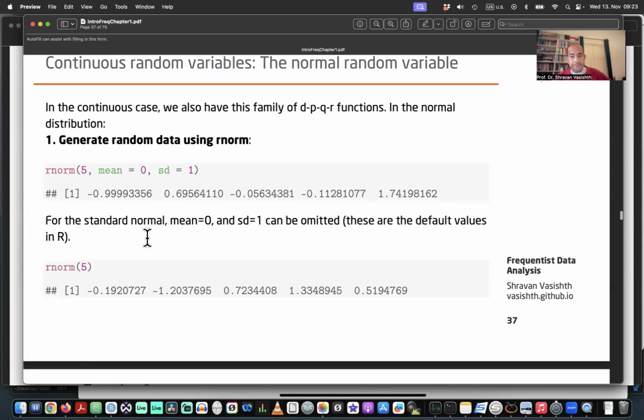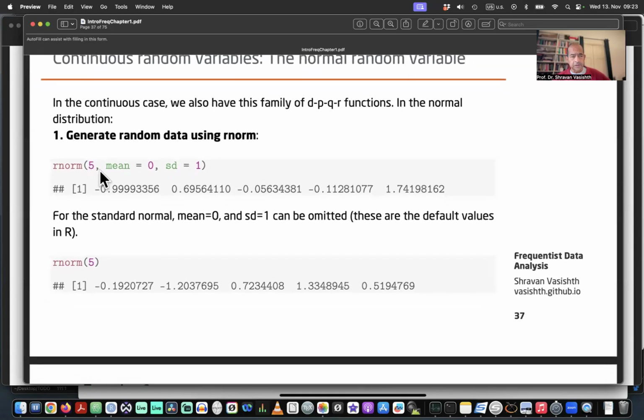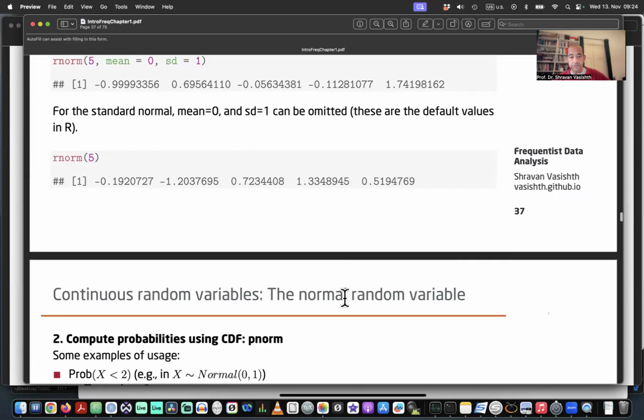And because the mean and standard deviation are specified by default in the rnorm function to be 0 and 1 respectively, if you just write rnorm(5), you're going to by default be sampling from the standard normal distribution, right? So this command and this command are basically the same thing. But of course, you'll notice that the numbers are different each time because we are generating random data from the standard normal distribution.